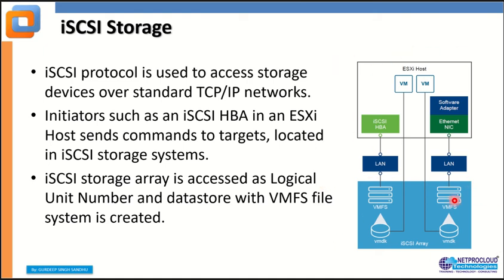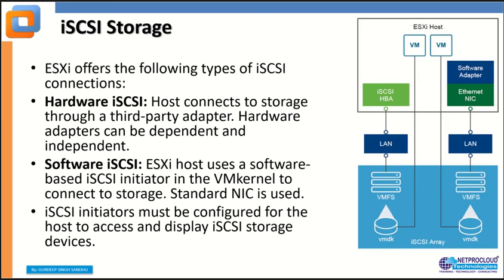So remember, to access the iSCSI array we need the HBA, and the HBA can be either physical or a software adapter. So either an iSCSI physical adapter should be there, or a software adapter using the Ethernet NIC. Talking about hardware iSCSI, the host connects to the storage through a third-party adapter. A hardware adapter can be dependent or independent. Further, we will discuss dependent and independent in the next few slides.